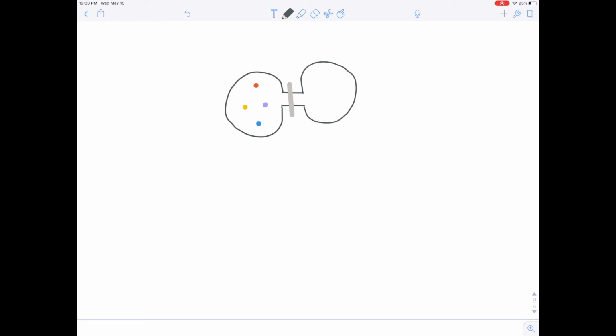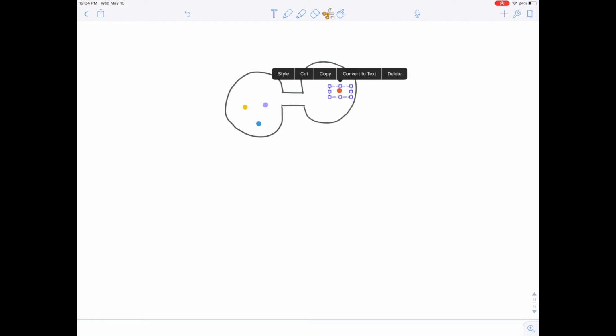So, we have 4 different atoms in the container on the left, different colors, and if we suddenly open the valve, let's just think in terms of probability, how many ways can all of the atoms stay in the one container? There's only one way. They all have to stay in the container. Okay, now how many ways can you have 3 atoms in the container on the left and 1 in the container on the right? There are 4 ways.